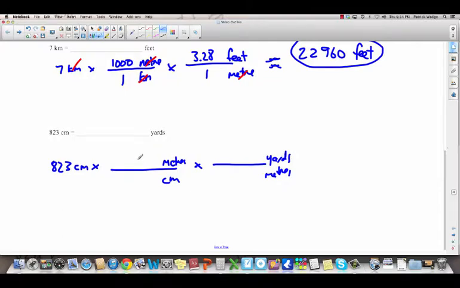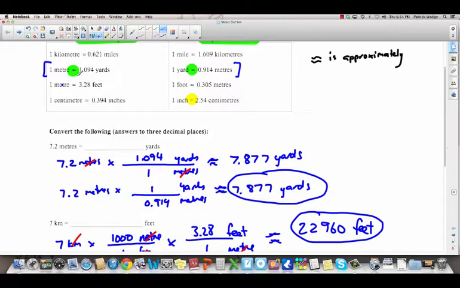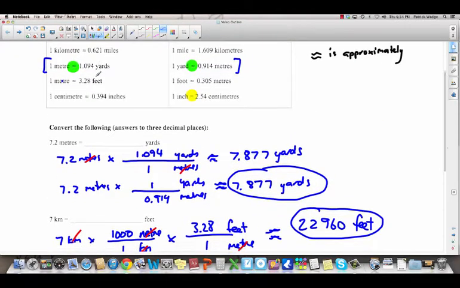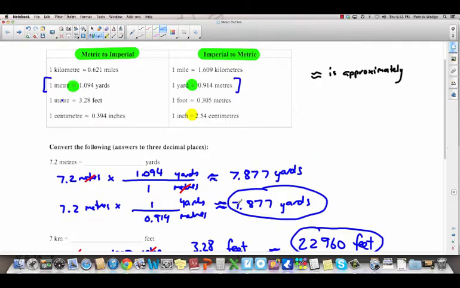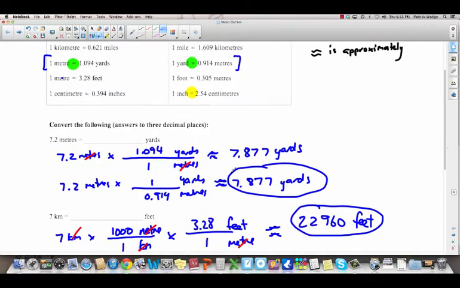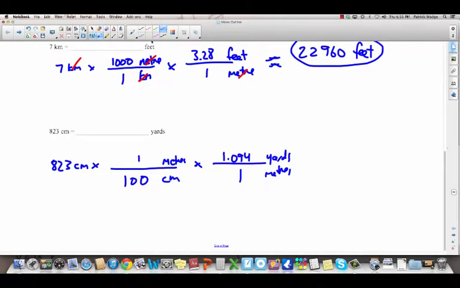Okay, I know that 1 meter is 100 centimeters. That's one of the ones I have to memorize. Now, the conversion for meters and yards, I can't remember, so I look up here. 1 meter is 1.094 yards. By the way, I don't think I've said it yet. I will give you all this on quizzes and tests, so you don't have to stress out about that.